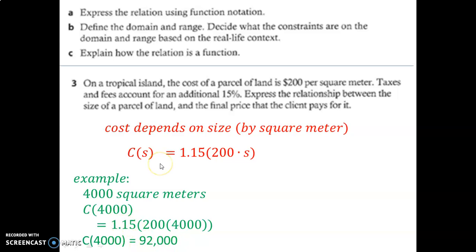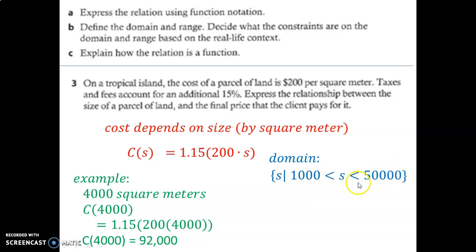Okay, in this one, the domain is really up to interpretation. Like in the carpenter problem and the water in the bathtub problem, we could disagree on the domain, but at least our answers would be the same. Here, the domain can be so many different things. I chose a domain like this. I said the domain is where the square meters of the land is between 1,000 and 50,000.